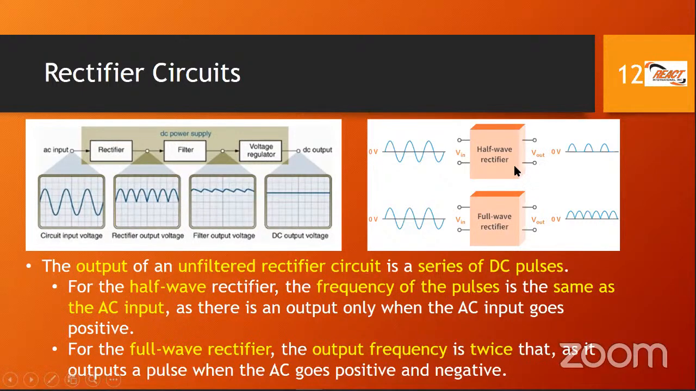Therefore, full-wave rectification does a good job of taking both sides of the cycle. It takes the one that the half-wave wastes, and therefore you're getting a double dip. So that's why the frequency will be twice that of the AC input frequency, and also twice that of the half-wave. So for the exam, we need to know that for the half-wave, the frequency of the pulses is the same as the AC input, and for the full-wave rectifier, the output frequency is twice.